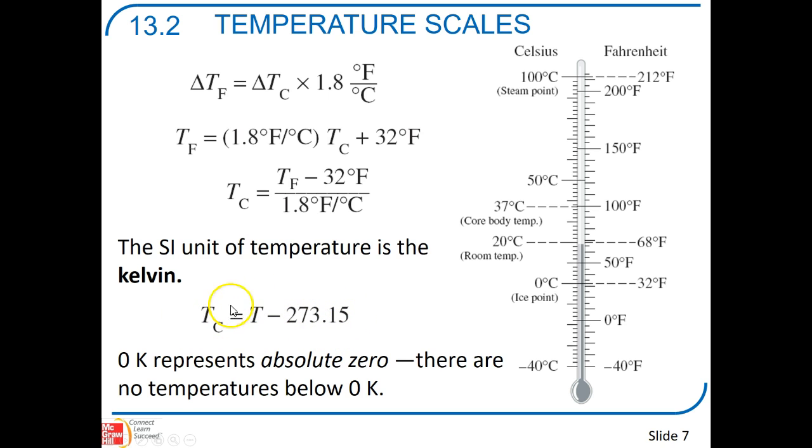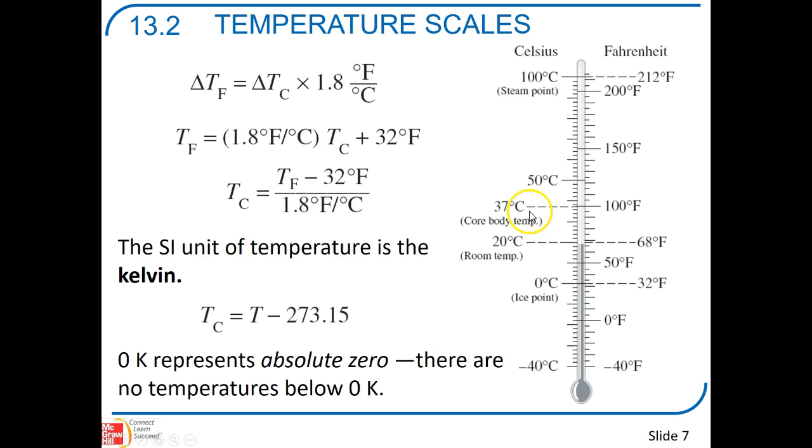That gives us Celsius. If you have Fahrenheit and need to go to Celsius, you just subtract 32 and divide by 1.8. If you want Fahrenheit and have Celsius, you multiply by 1.8, then add 32. And if you want the change in temperature in Fahrenheit, you take the change in Celsius and multiply by 1.8. So just a little background on temperature scales.